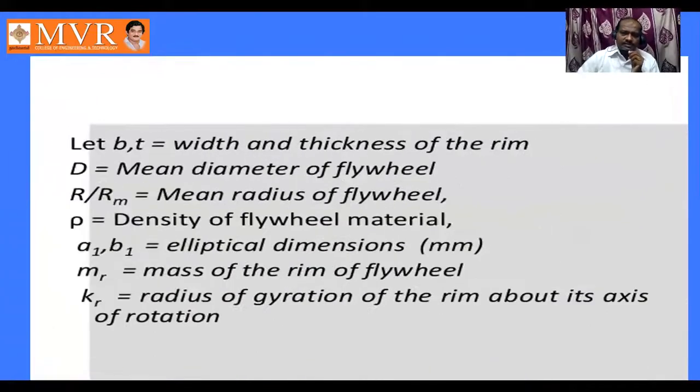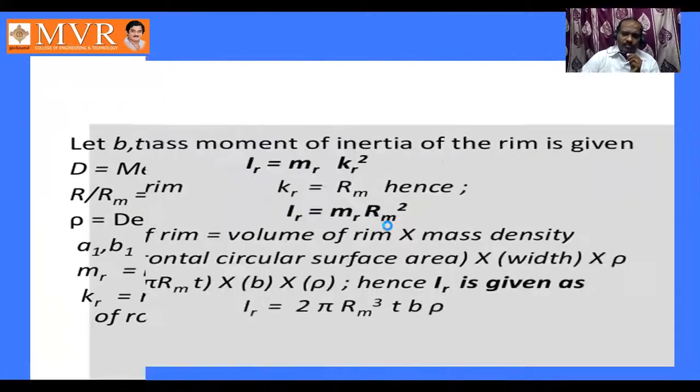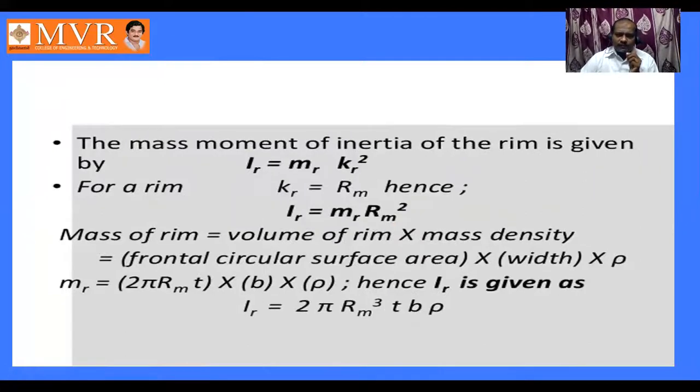See, once again, see this one. These are the notation only, already represented in the diagram. The mass moment of inertia of the rim is given by, everyone knows, inertia is equal to mass into k square, where k is equal to the radius of gyration. So k_r is equal to r_m value. So I_r is equal to m_r into r_m square.